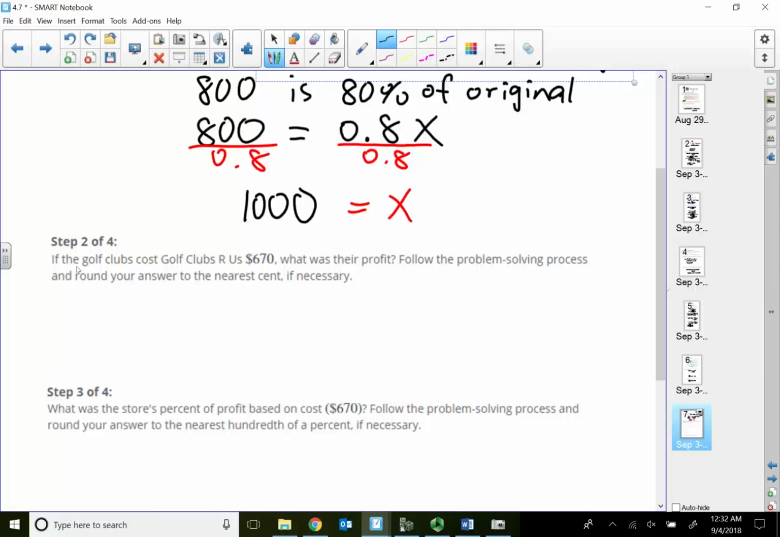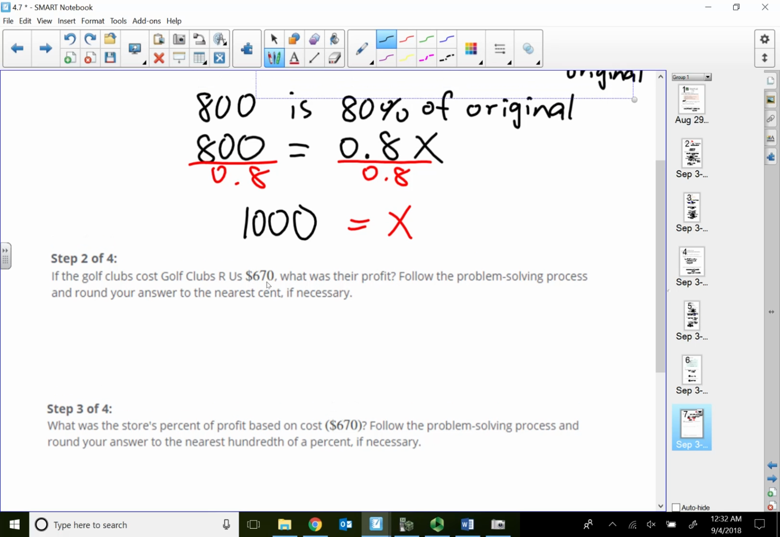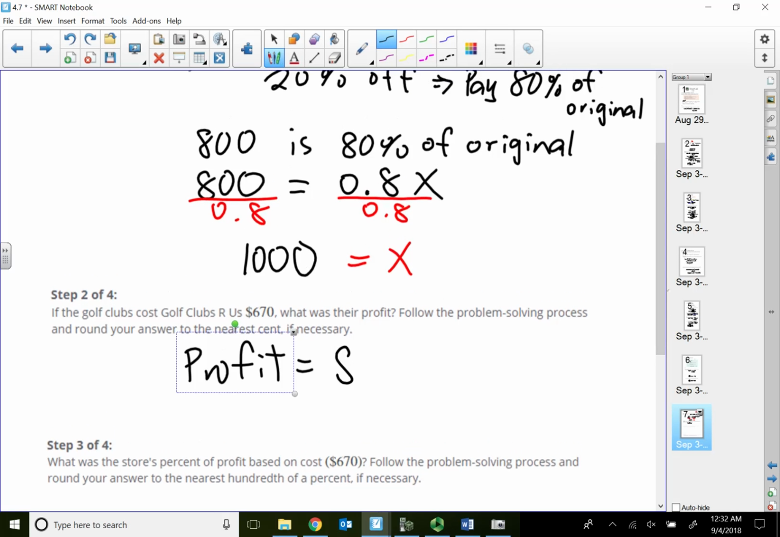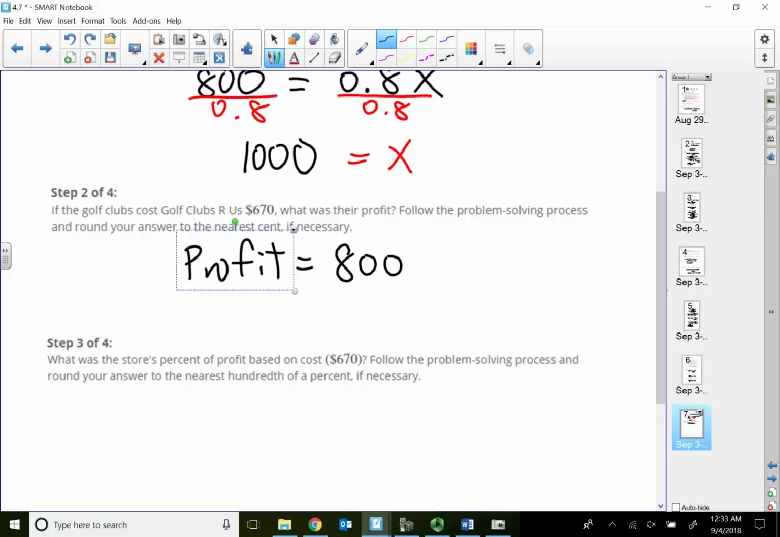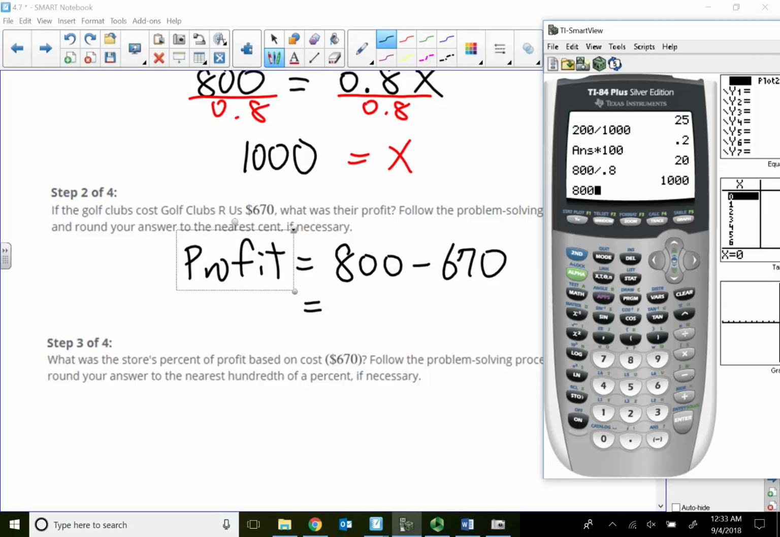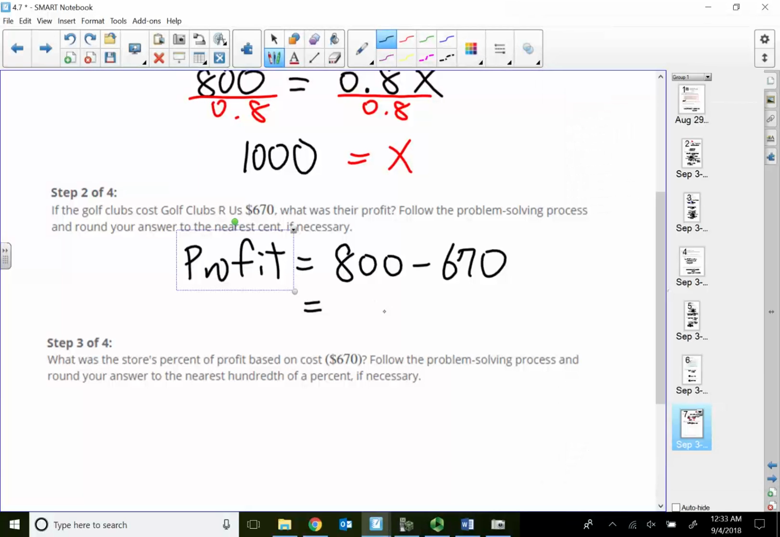All right, step 2 out of 4. If the golf club cost the golf club store $670, what was their profit? So the profit is equal to, this is the cost. This is the original price, but right now we are selling for $800, because we're doing 20% off. It's marked on sale $800 minus the $670. So this time we profit $230.